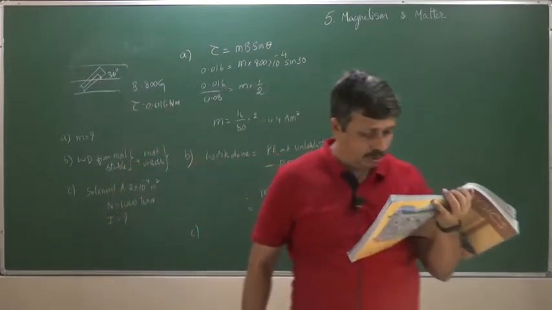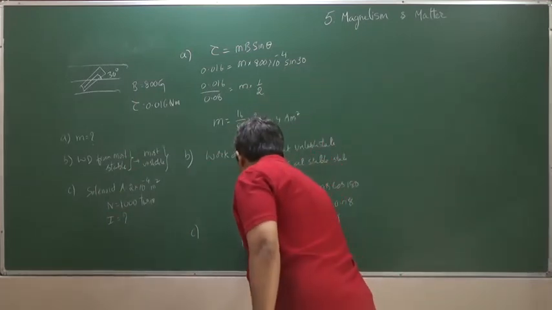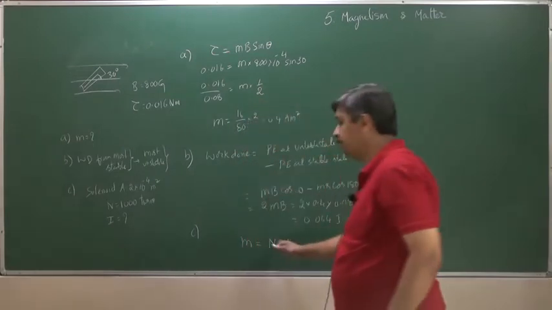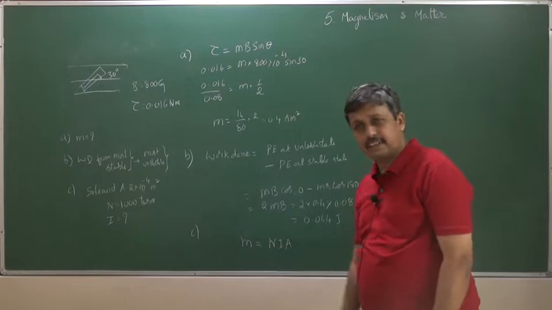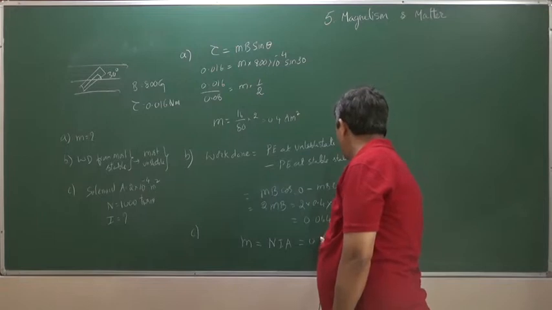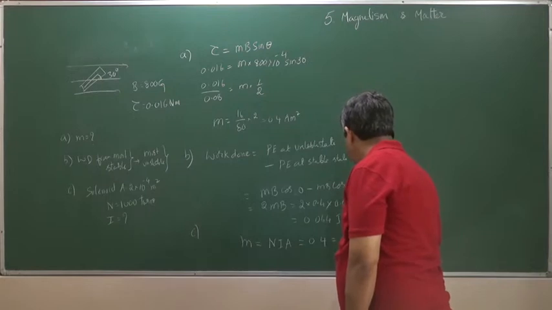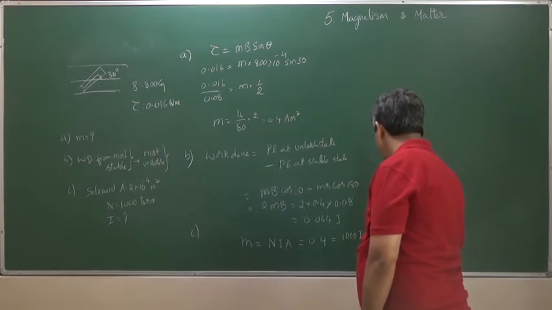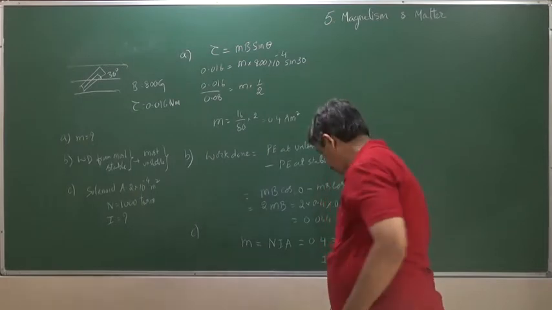So this you already know. We have a simple formula to calculate the magnetic moment for a solenoid: M is equal to N into I into A. Number of turns into I into A. So we know all these values. We need to produce 0.4, which is equal to 1000 into I into A, which is 2 into 10 power minus 4. From this we can calculate I is equal to 2 amps.